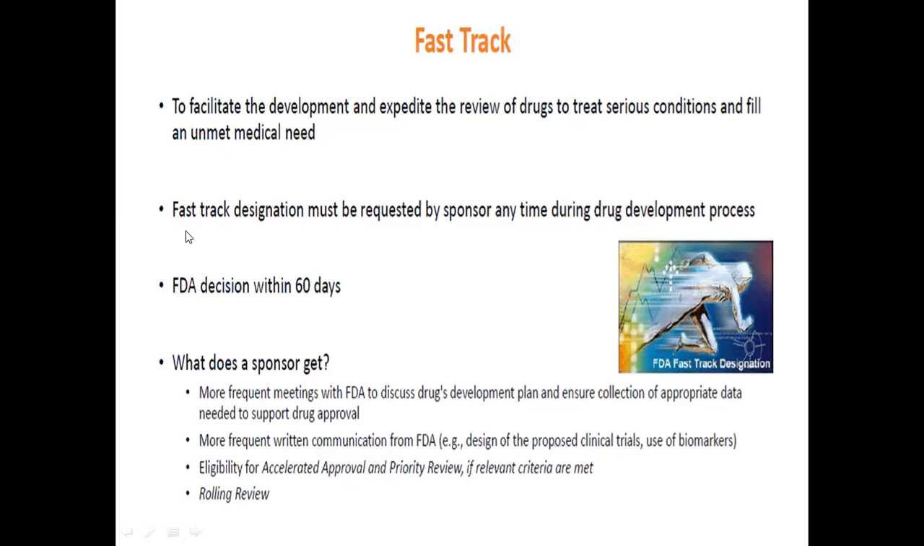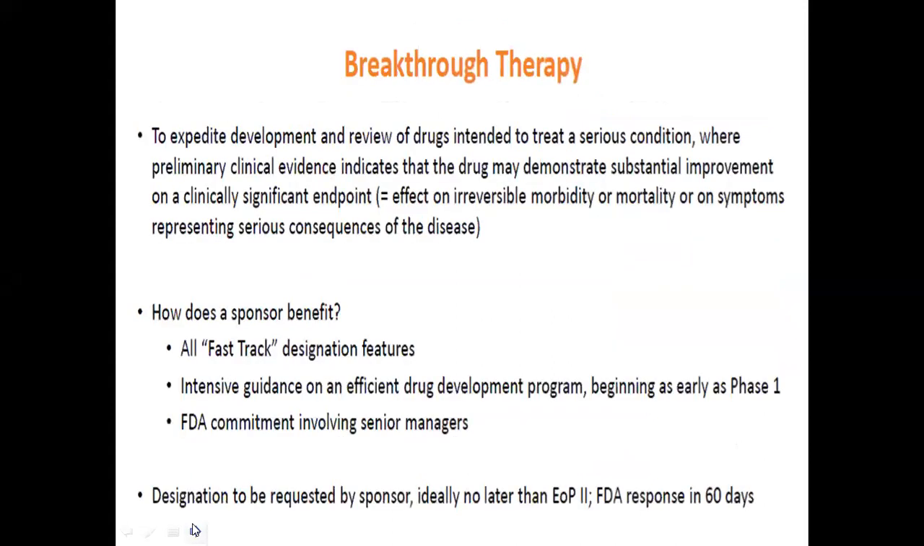More frequent written communication from the FDA, like on the design of the proposed clinical trials, like using different biomarkers. Next is the eligibility for accelerated approval and priority review, if the relevant criteria are met. So the sponsor will also be informed about that. And also the rolling review can be done.